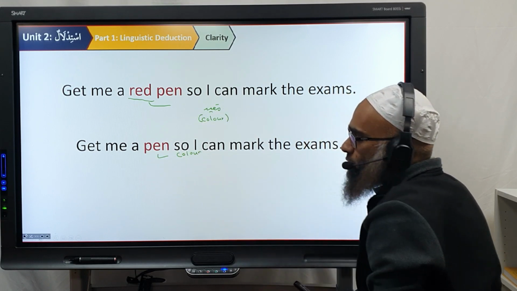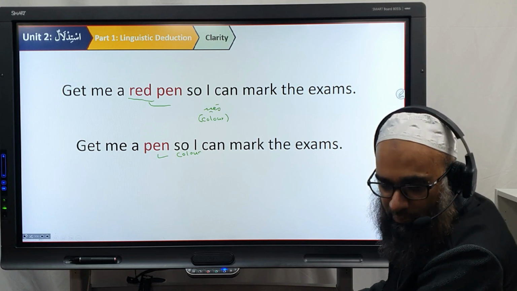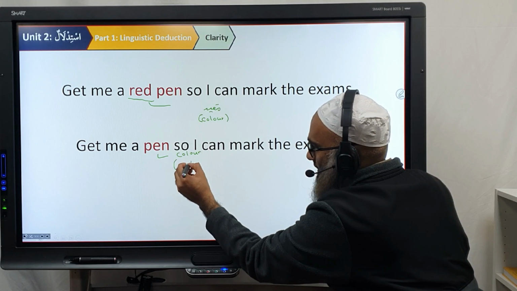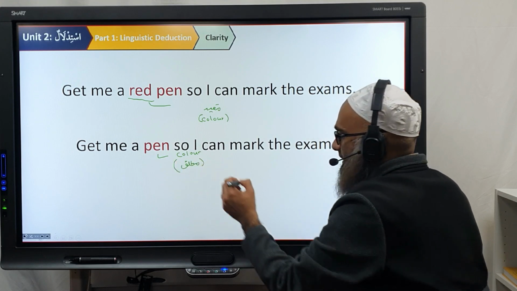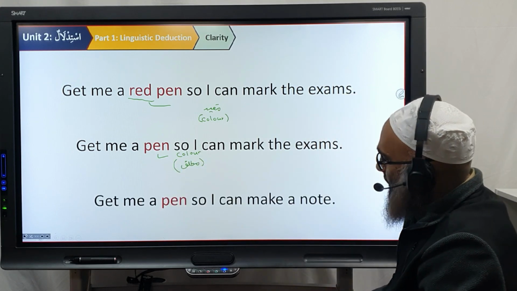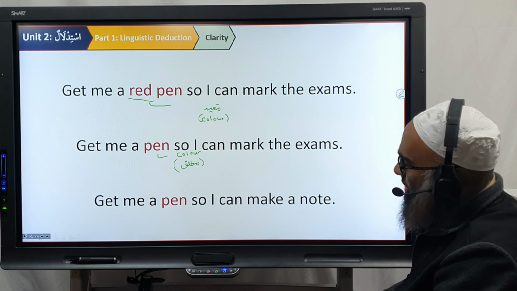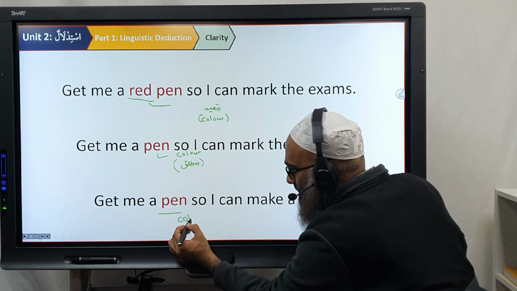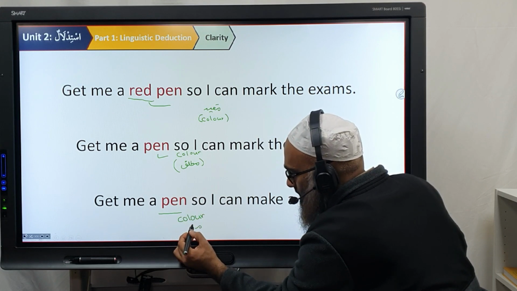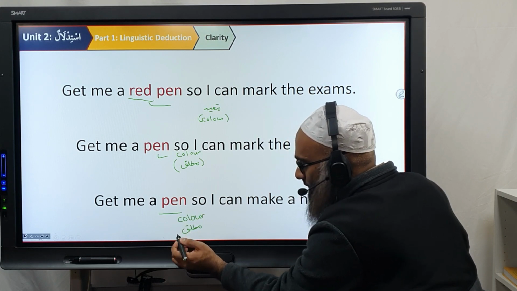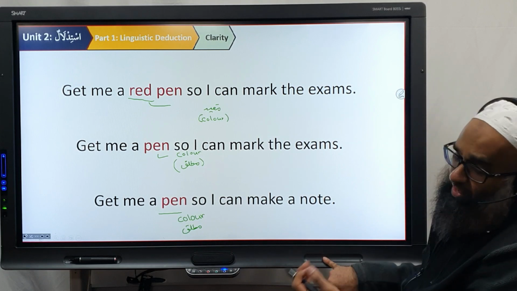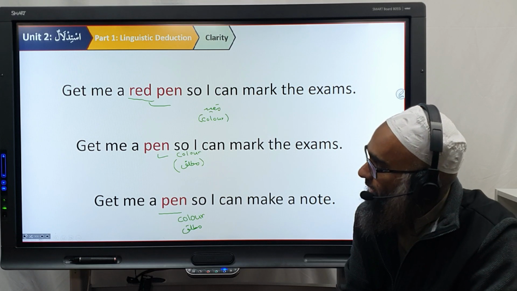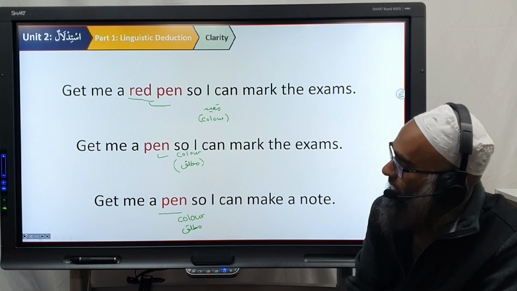In terms of color, what is this, mutlaq or muqayyad? The second one, example number 2. Is it mutlaq or is it muqayyad? It's mutlaq. That means not specified. The third example, get me a pen so I can make a note. In here, what's this as well in terms of color? It's also mutlaq.